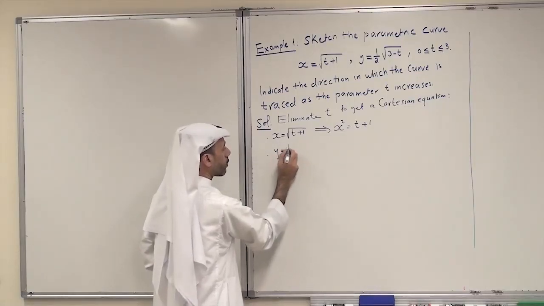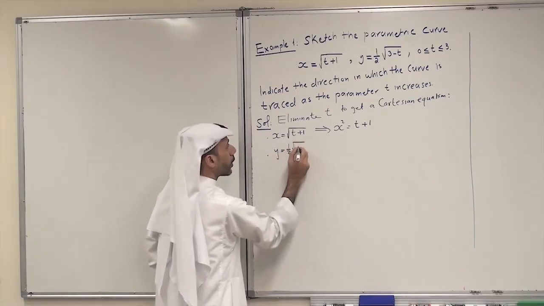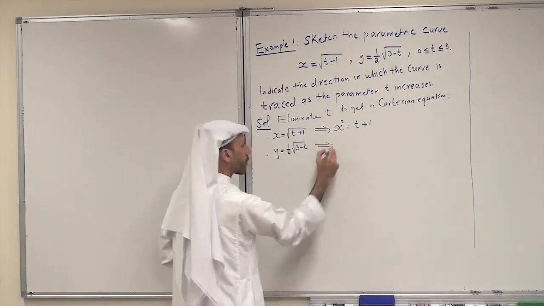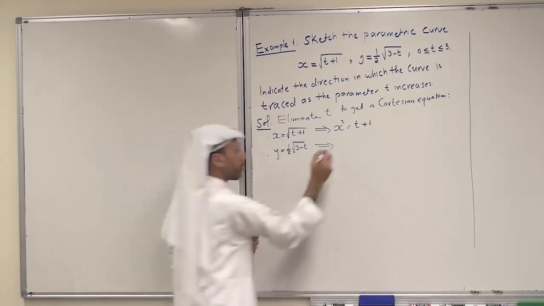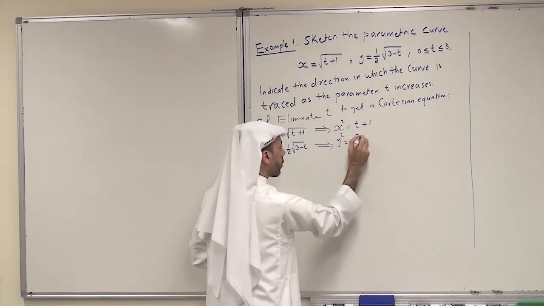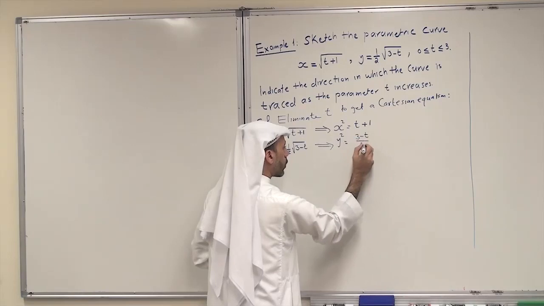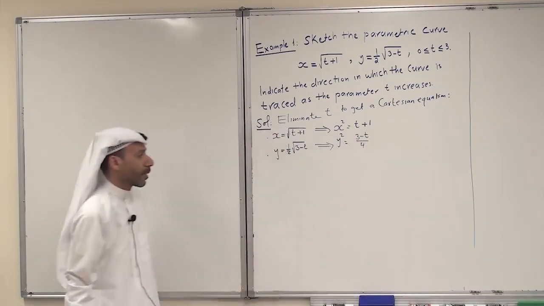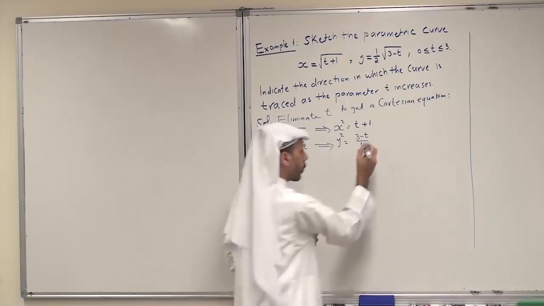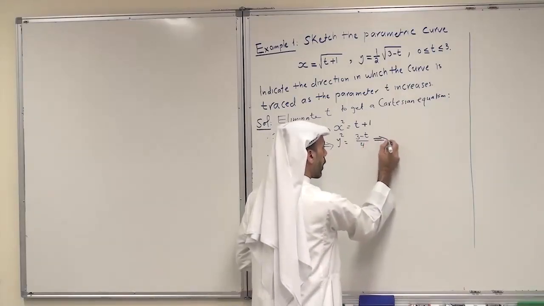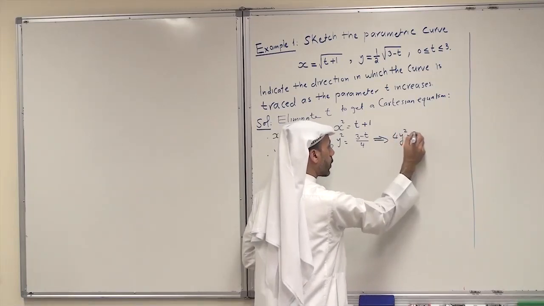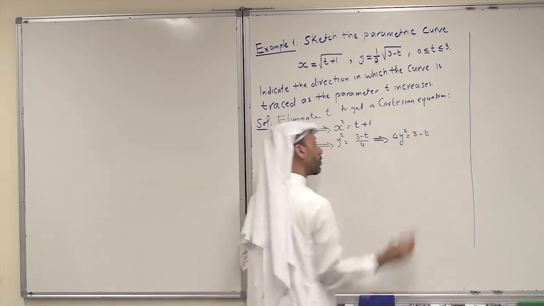For the second equation, y equals half root of 3 minus t. If we square both sides, we get y squared equals (3 minus t) over 4. We can multiply both sides by 4 to get just the numerators. This implies 4y squared equals 3 minus t.